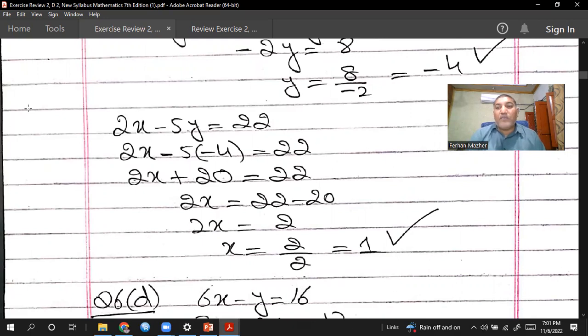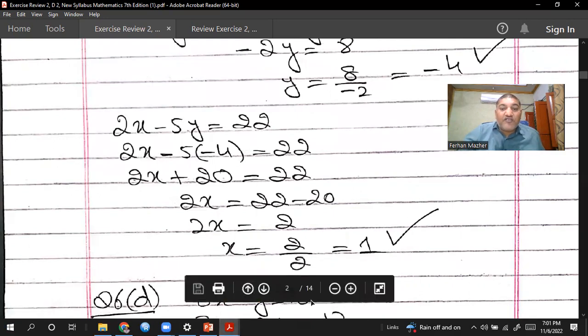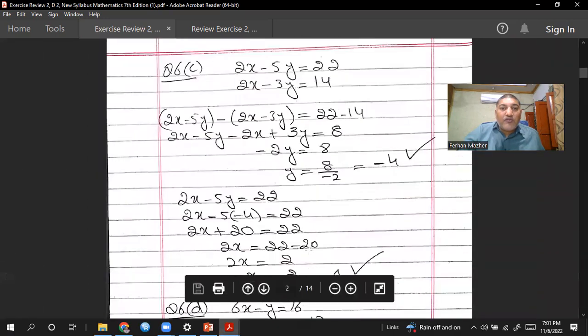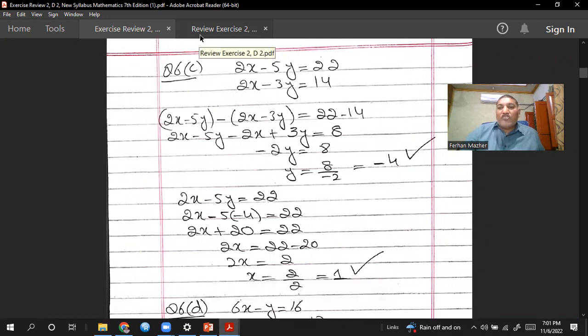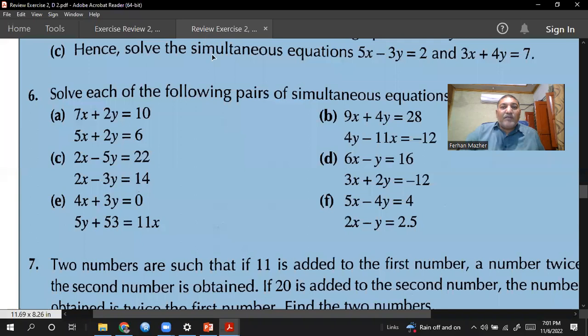So 2x minus 5 bracket minus 4 bracket close equals 22. So 2x plus 20 equals 22. So 2x will be equal to 22 minus 20. 2x equals 2. So x will be equal to 2 divided by 2, and x will be equal to 1. So this is how you will solve this question. Very simple, straightforward question. I'm using the elimination method. The whole question is showing up on your screen. You can pause the video.